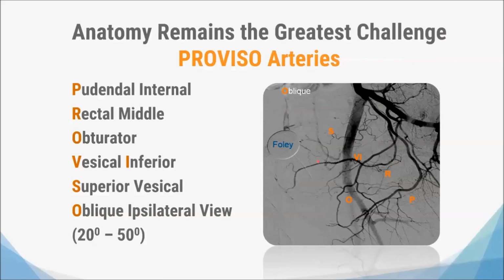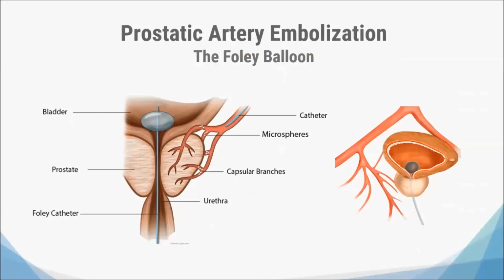And also, you can use the Foley catheter and fill the Foley balloon. You can place the Foley catheter before the procedure and remove it after the procedure. If you use it, it will be a nice guide for you during the procedure. As you can see here, you can fill it with contrast, and you understand that everything below the Foley balloon will be prostate or rectum. And there is a very nice identification of the prostatic arteries here using this technique.